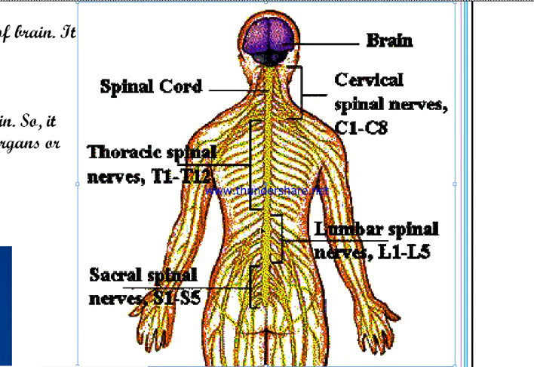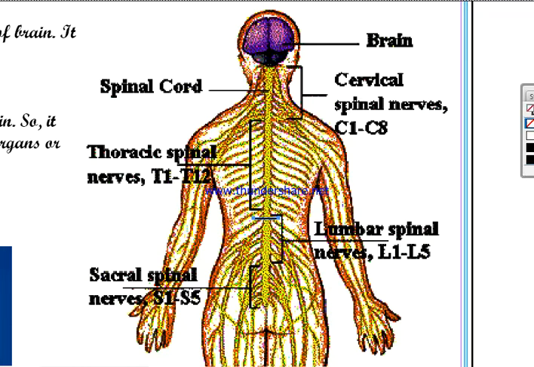So the spinal cord is the connector between the brain and all other organs of our body. The spinal cord connects different parts of our body to our brain. That is why, you can see, if your spinal cord is broken at this point, let me make it red.